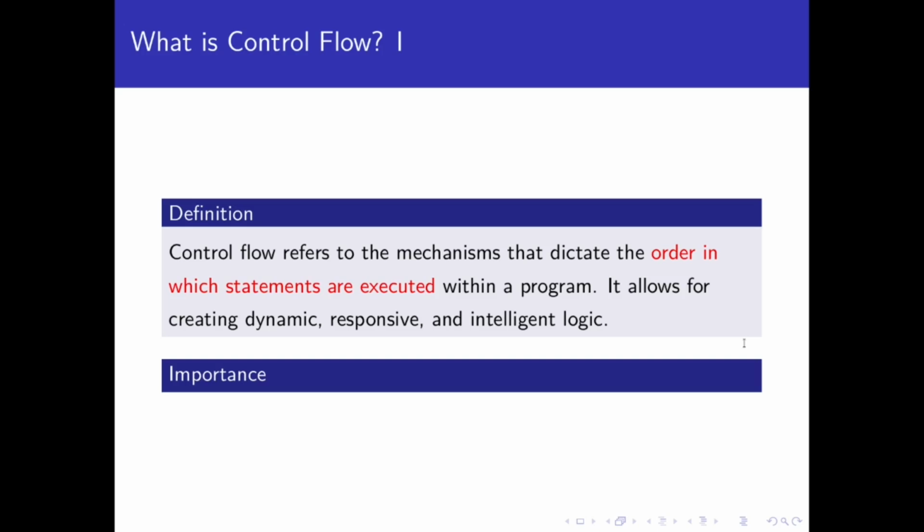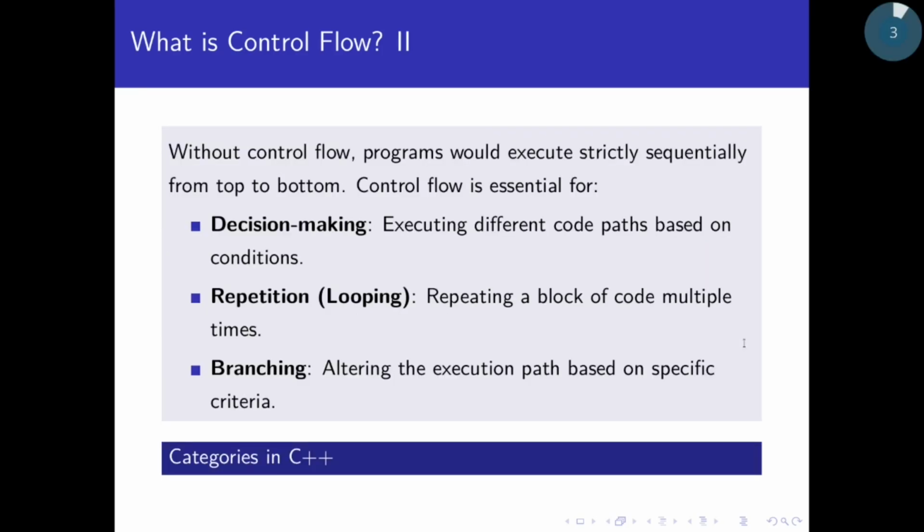Control flow refers to the mechanism that dictates the order in which statements are executed in the program, in our code. It allows for dynamic, responsive, and intelligent logic. Without control flow, a program will execute strictly sequentially, just in our normal way. Control flow is essential for decision making, executing different code parts based on conditions, and repetition and looping, repeating a block of code multiple times.